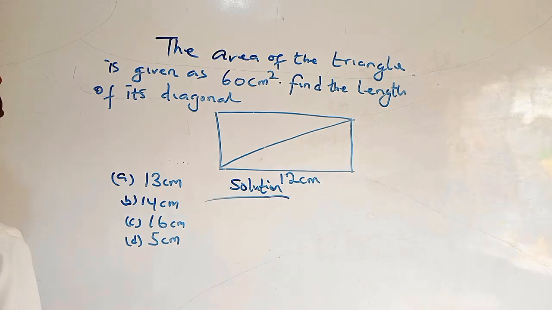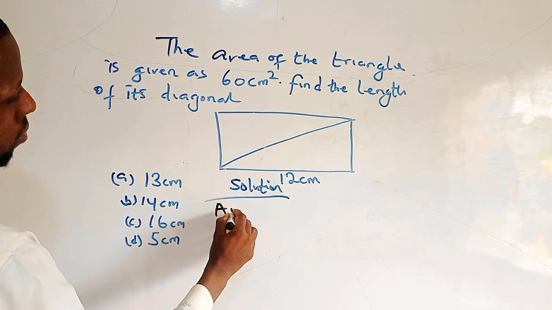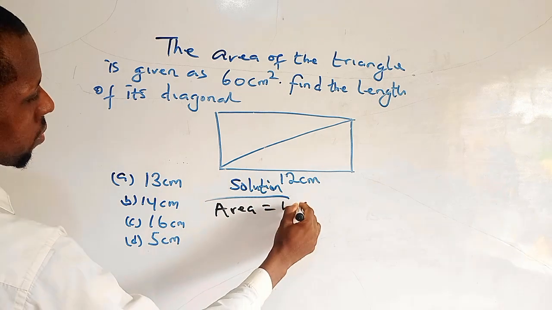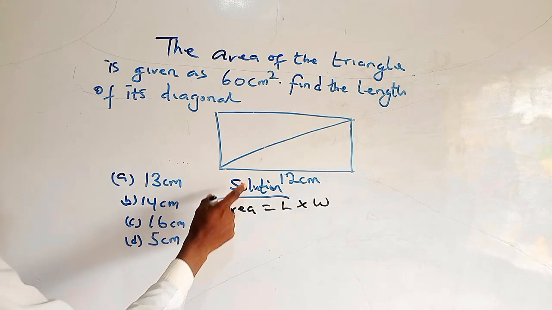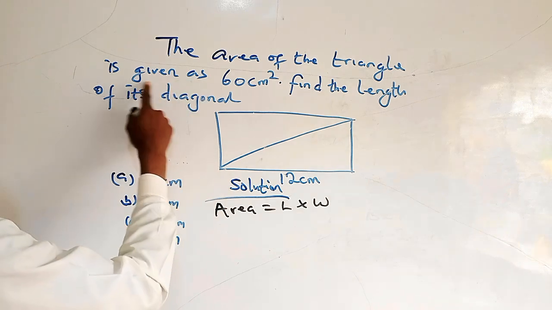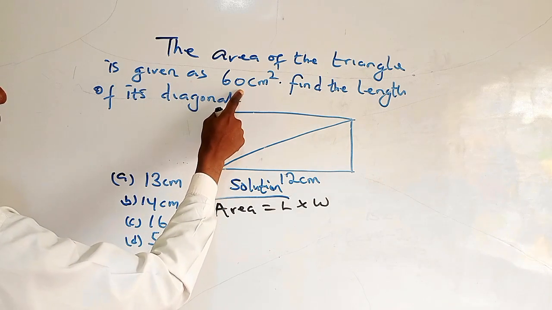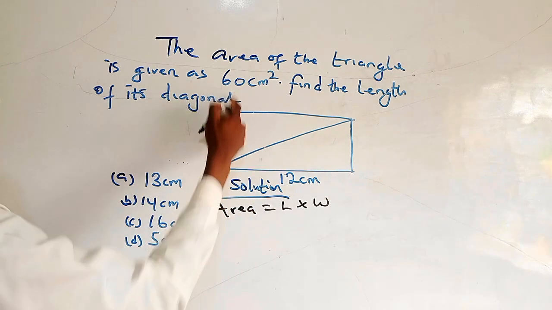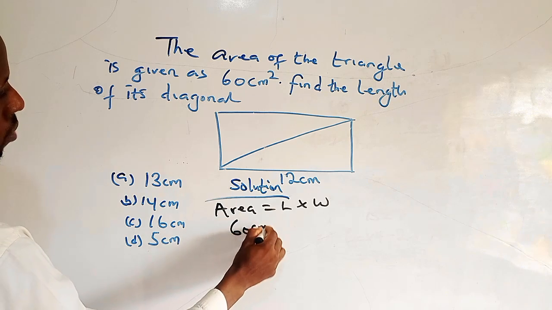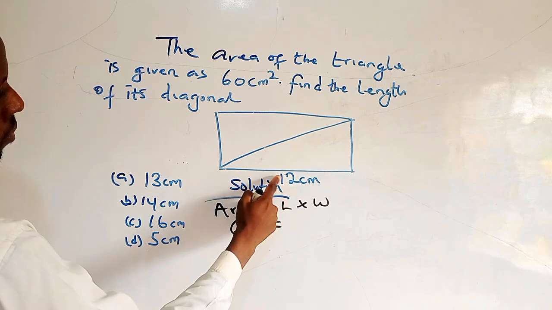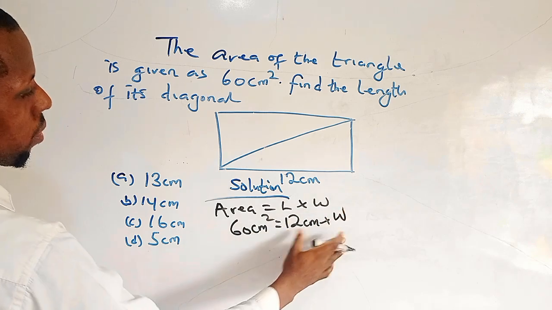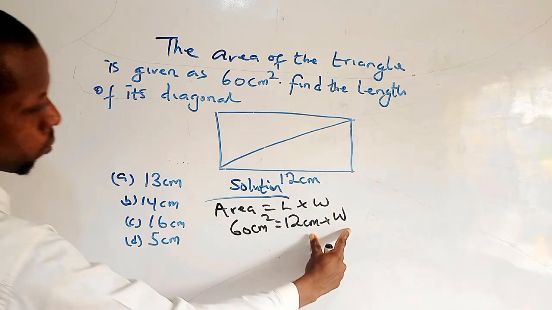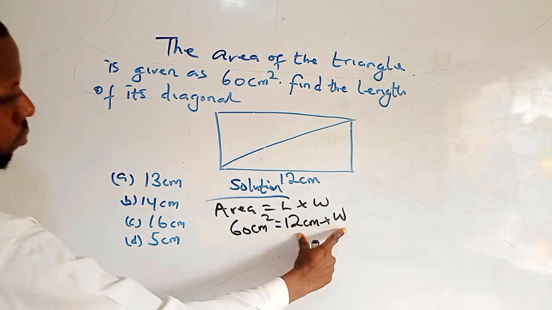Okay, so normally we know that the area of the rectangle is given as length times breadth, the width, okay? And when we look at this question, we are given the total area, which is 60 centimeters square, which equals, we are given the length to be 12 centimeter times, we are not given the width. So we have to figure out the width. Okay, so how do we do that?